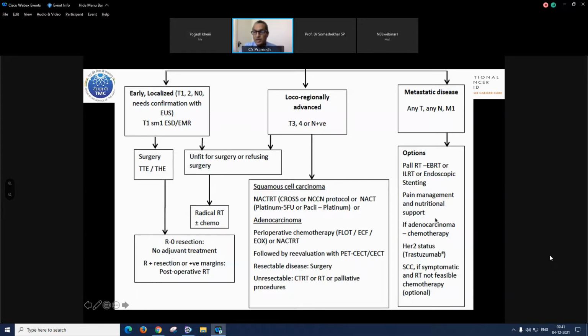If it is adenocarcinoma, there is a role for chemotherapy, and it is important to know what the HER2 status is, and if it is HER2 positive, trastuzumab might be considered in patients who are otherwise suitable. In squamous cell cancers, if the patient is symptomatic and radiotherapy is not feasible, chemotherapy might be considered. The reason we put this as optional is primarily because the dysphagia relief, which is the primary aim of palliation, is quite temporary with chemotherapy. And as soon as you stop the chemotherapy, the dysphagia comes back. So it's not a great option for palliation. That is why we prefer palliative radiation.